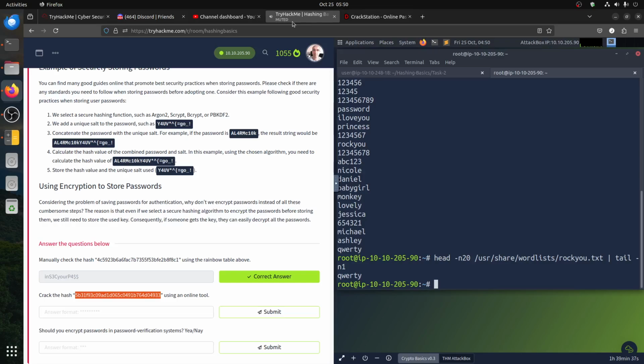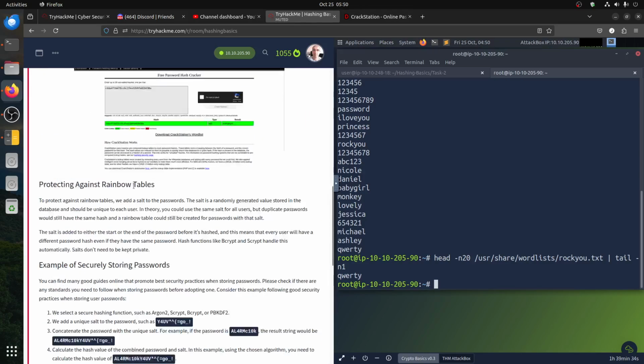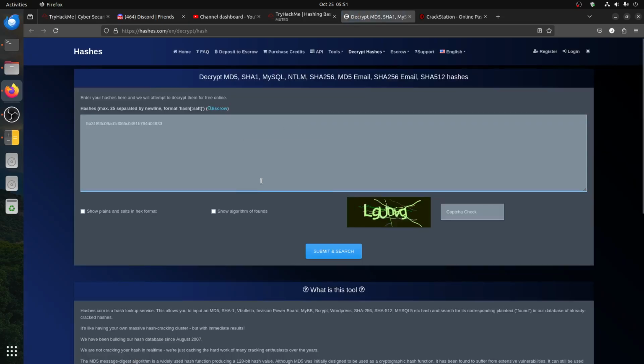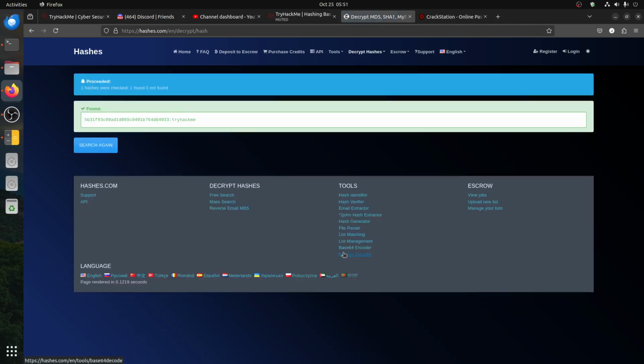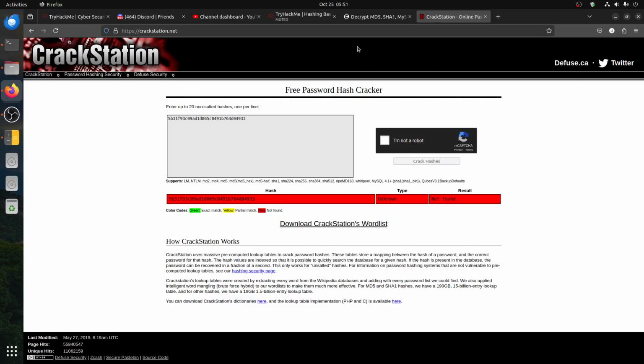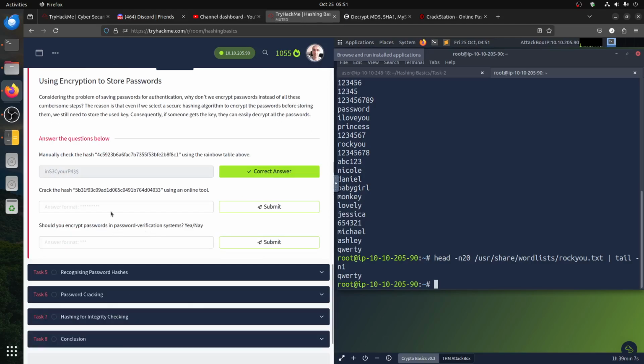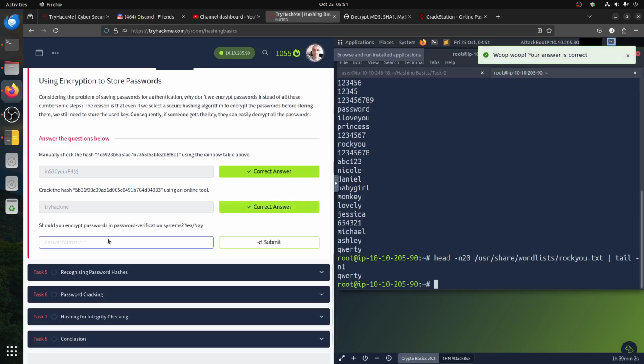Not found. Okay. What's the other online tool they gave us? Hashes.com. If it's the correct one, submit. TryHackMe. How come CrackStation couldn't find it? Okay, it's not in the rainbow table. Okay, should you encrypt the password? As we said, we don't encrypt passwords when you store them. We hash them, so it's nay.